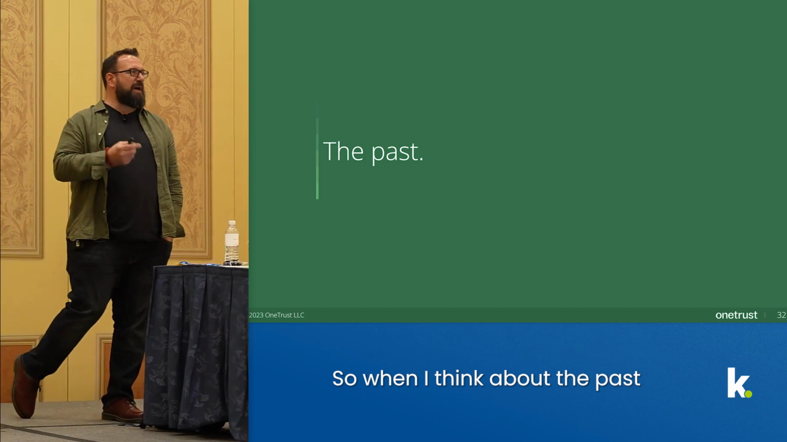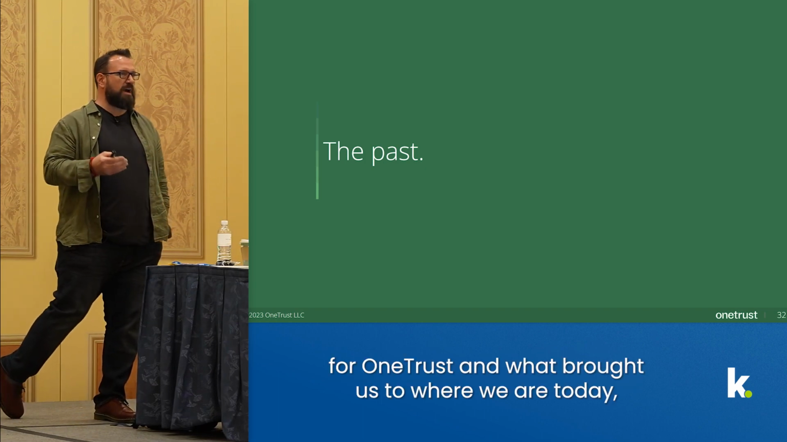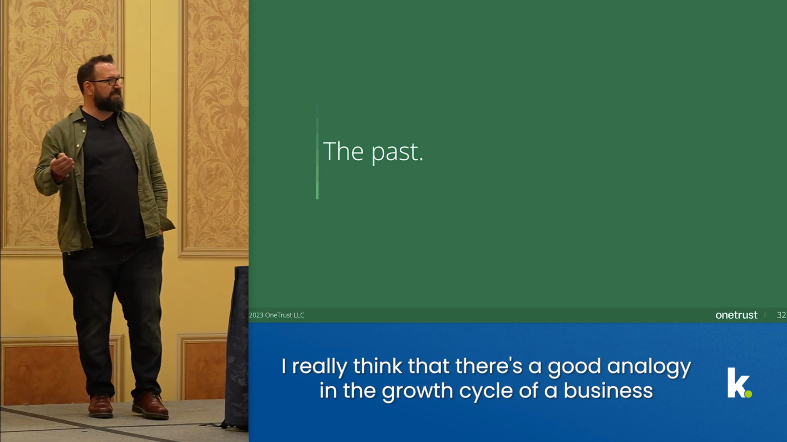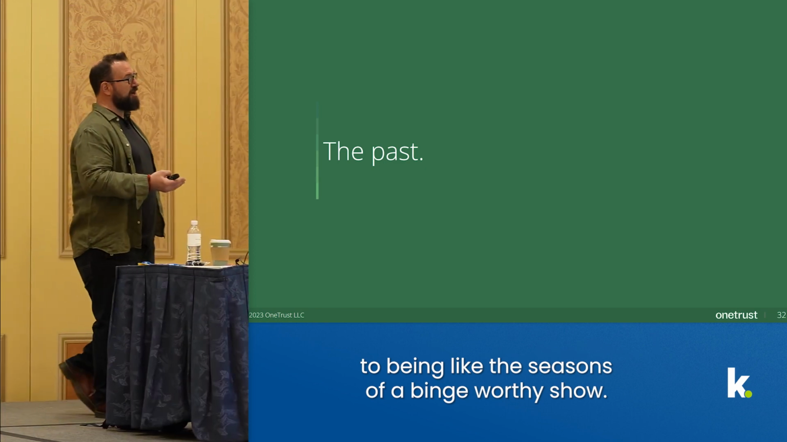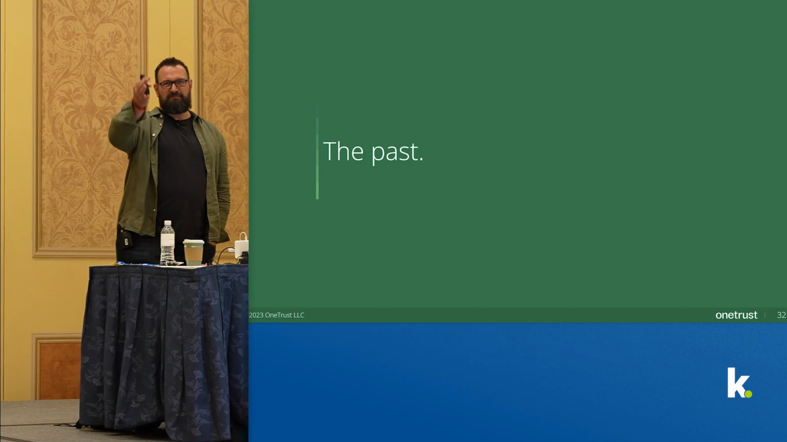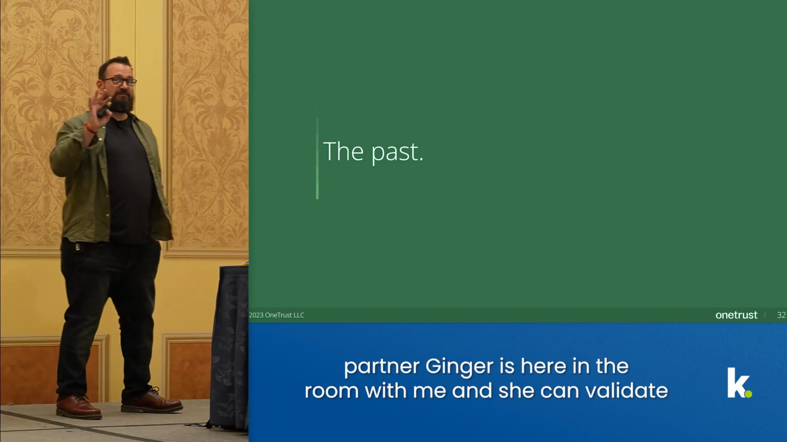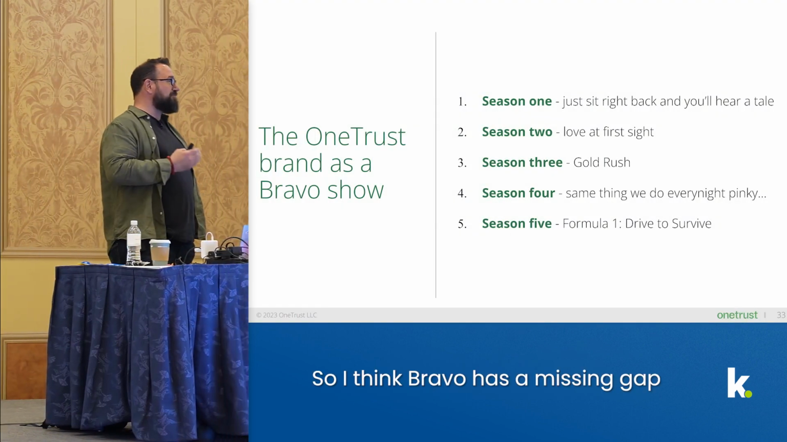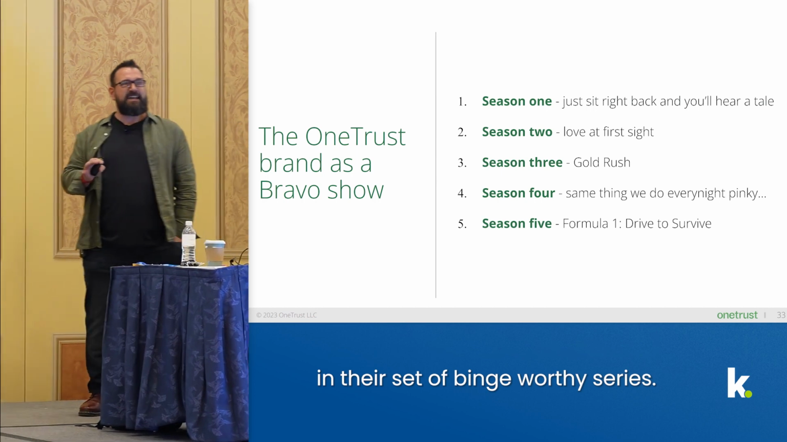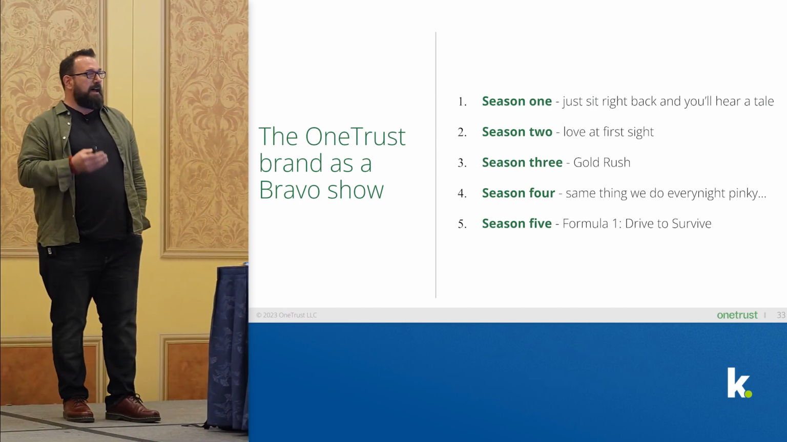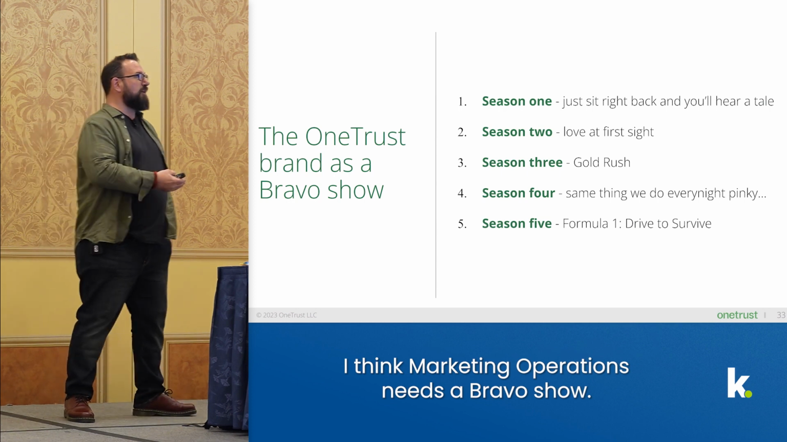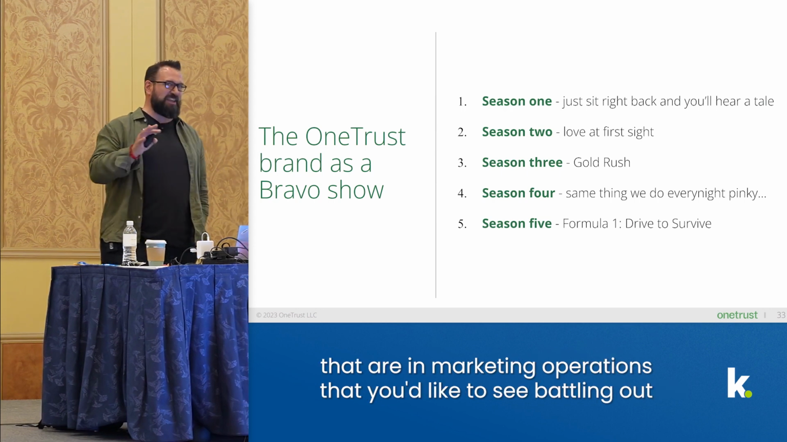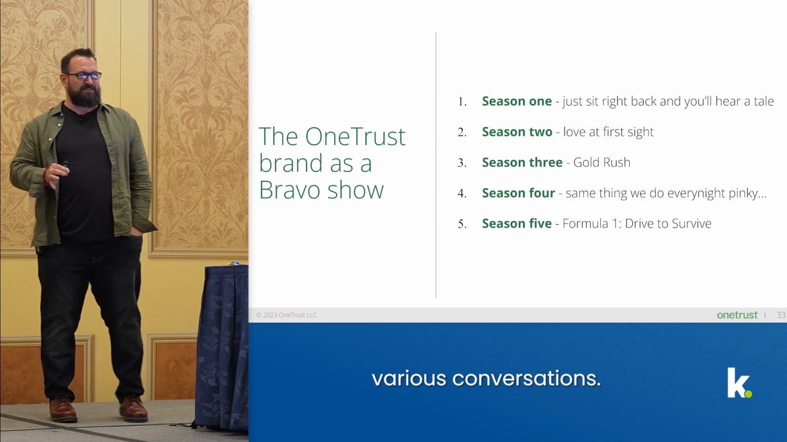So when I think about the past for OneTrust and what brought us to where we are today, I really think there's a good analogy in the growth cycle of a business to being like the seasons of a binge-worthy show. And my partner Ginger is here in the room with me, and she can validate the fact that we're big fans of shows on Bravo. I think Bravo has a missing gap in their set of binge-worthy series. I think marketing operations needs a Bravo show. If you watch Below Deck, you know all of the different characters that are in marketing operations that you'd like to see battling out various conversations.